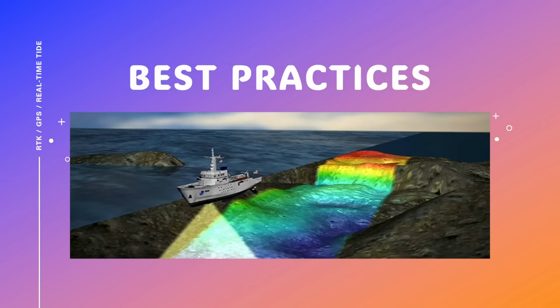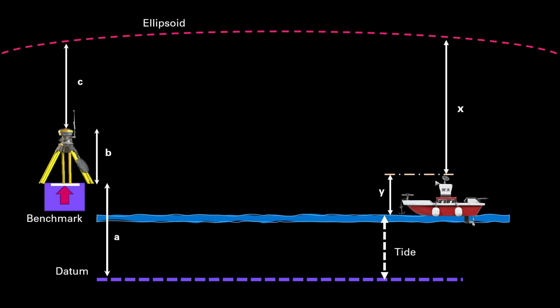Let's talk about some of the best practices we can do to get the best of the real-time tide. So here you have your setup. What I propose is that you use a tide gauge near the benchmark, wherever is your tide station. You use the tide gauge as a reference point, and whenever your boat is going out to do the survey, you have a check previously, before you start off your survey, of whatever is your actual tide on the tide gauge and what is your real-time tide showing.